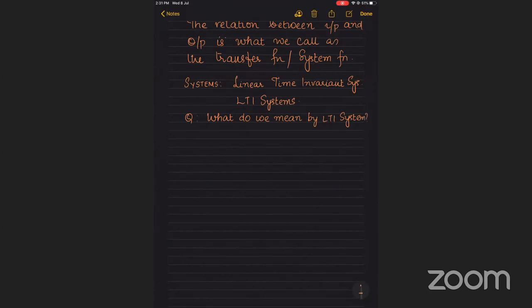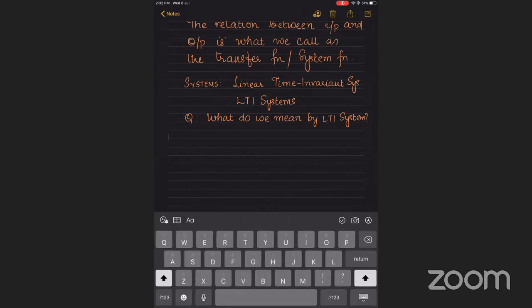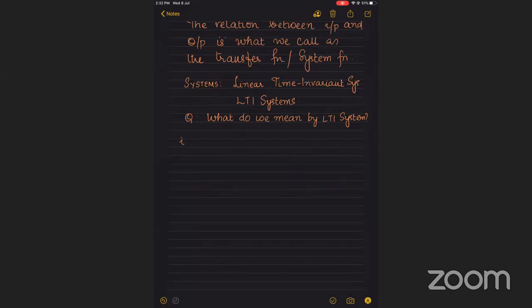We will capture it mathematically in a few minutes from now, but let us try to understand what we mean. There are three words here. One is linear, one is time invariant. Okay, linear, time invariant system. So we want to find out what this means. What is it to say a linear system in the first place? So the first thing that we need to clarify is: what is a linear system?